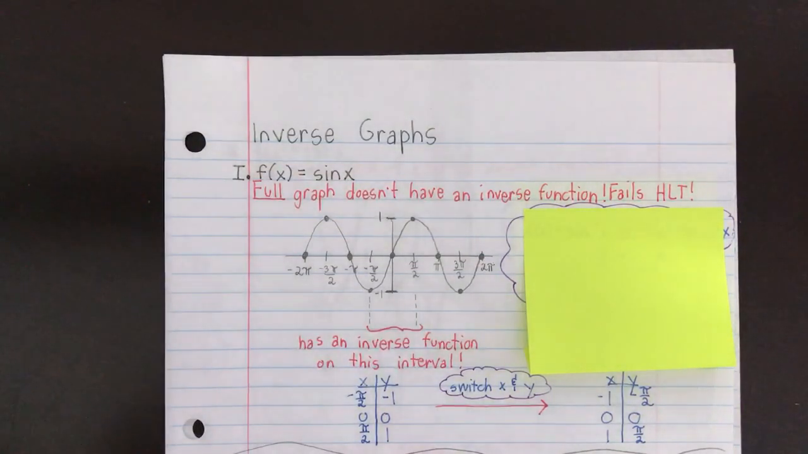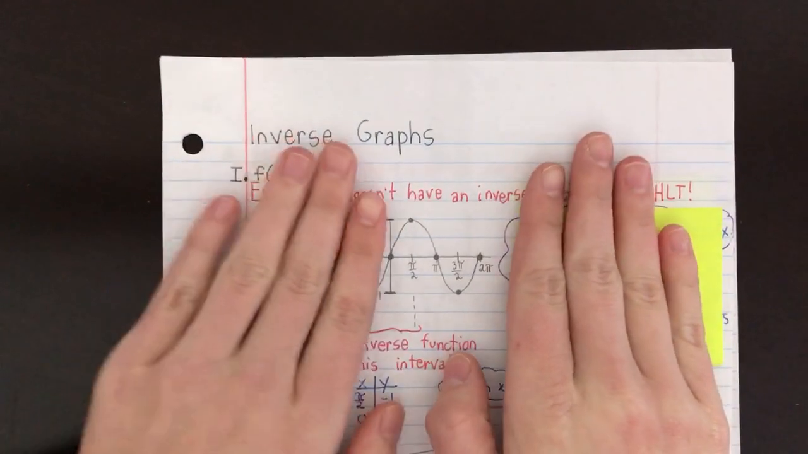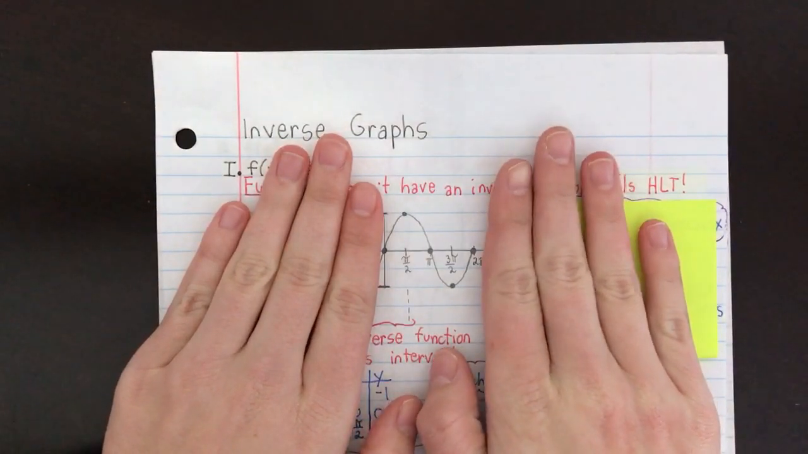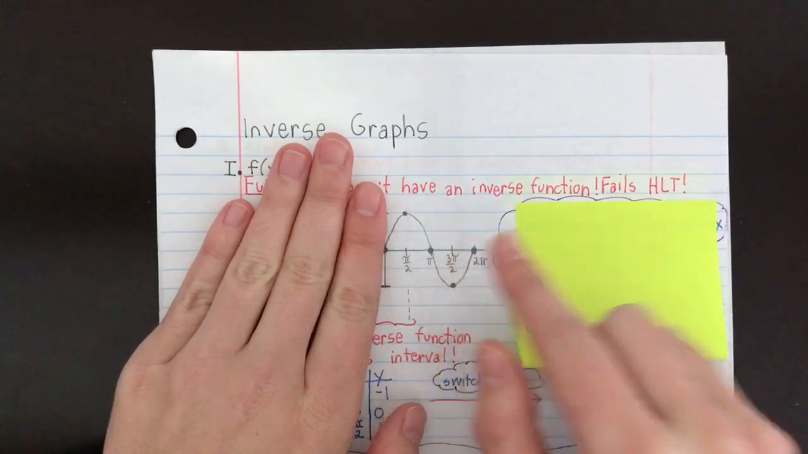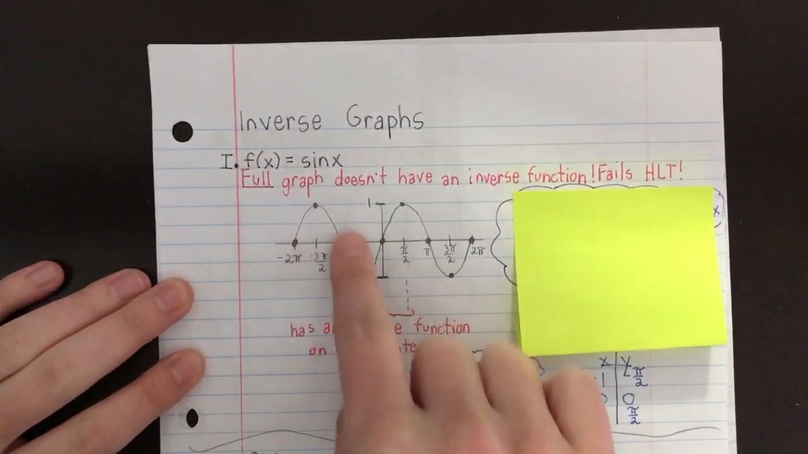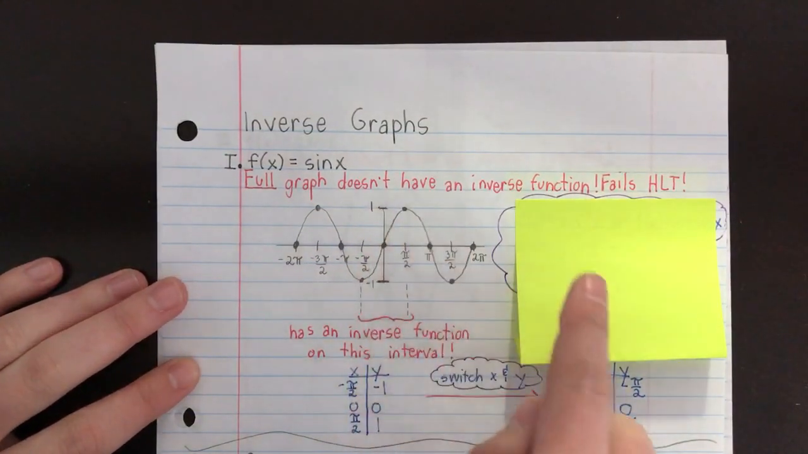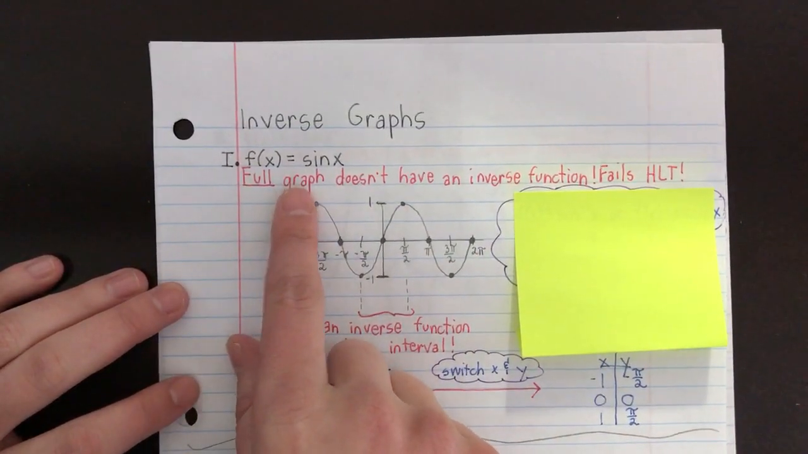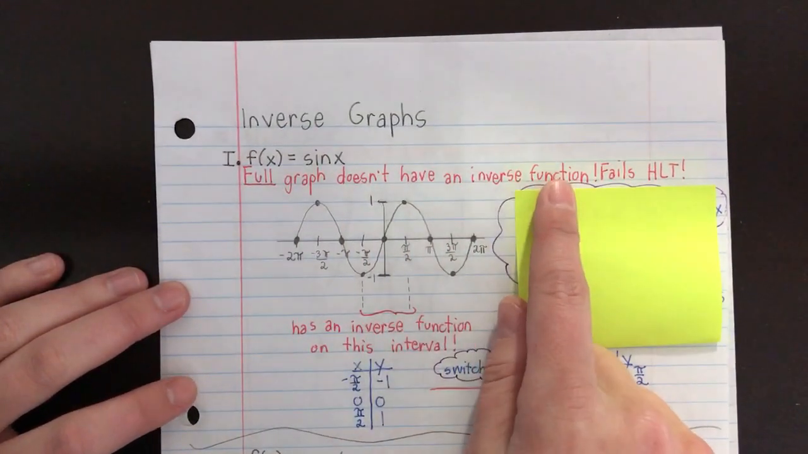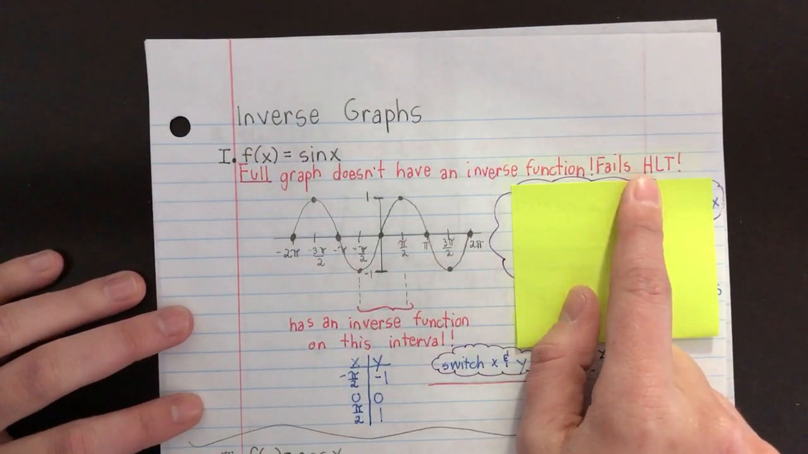The parent function, f of x equals sine of x. When we looked at the parent function, remember, we looked at just this portion of the graph, one cycle, one period from 0 to 2 pi. But as you know, this graph is continuous. It goes on forever. It repeats forever in both directions, in the positive direction and in the negative direction. So therefore, the full graph doesn't have an inverse function. Of course, it has an inverse, but not an inverse function. It fails the horizontal line test.